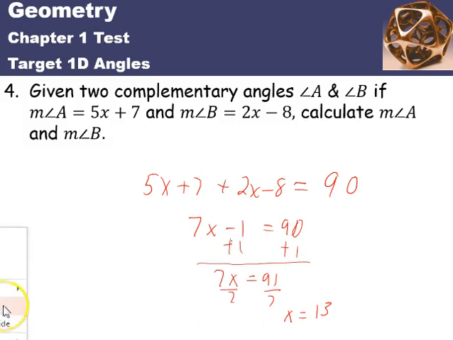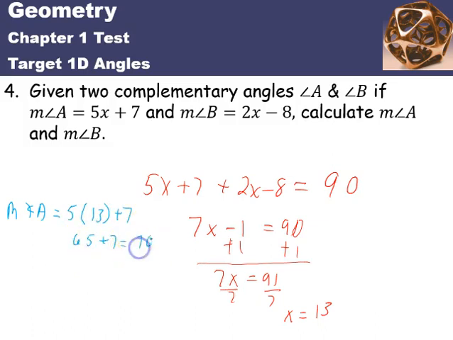Let me get another color. I didn't think this out very well, but we'll do it over here. The measure of angle A we have to find, and the measure of angle B. So A is 5 times x, but x was 13, plus 7. So that'd be 65 plus 7, which is 72. Yep. And the measure of angle B is going to be 2 times 13 minus 8. So that would be 26 minus 8, which is 18.